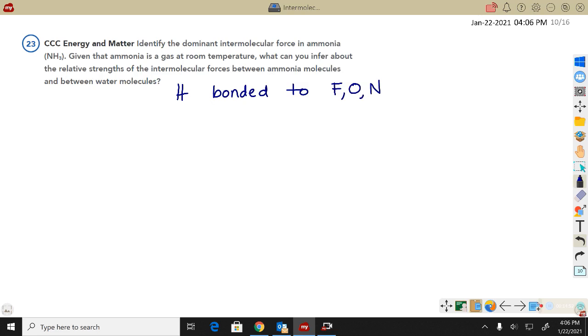So if you think about the structure, let's say we have something like this. Here's my NH3, and here's my water, with its little lone pairs. And they're both polar molecules. They both have an unequal distribution of atoms around the center. So they're totally polar molecules, and they would both have hydrogen bonds. They have hydrogen bonded to F, O, and N.